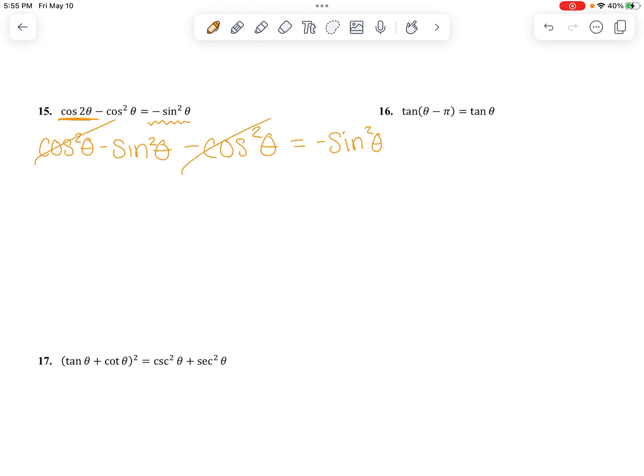But they're not. And in fact, when I do this, cosine squared minus cosine squared cancels, gives me 0, and then 0 plus sine squared, minus sine squared is negative sine squared.